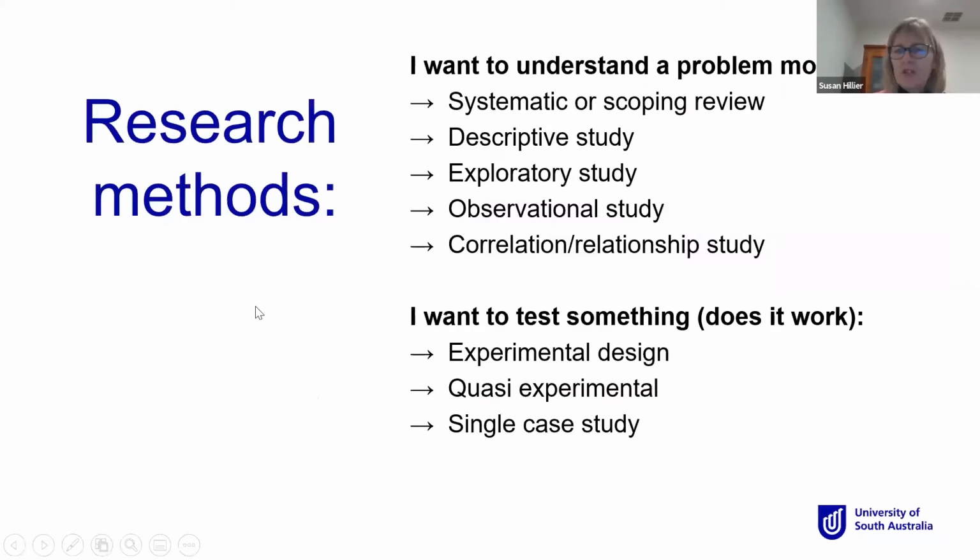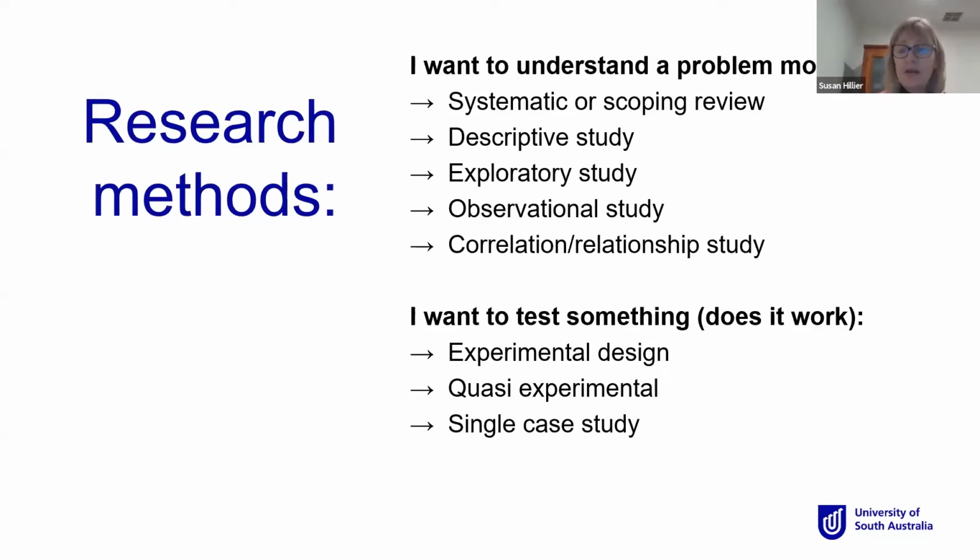So from a methodological point of view, particularly in the empirical, now we're going back to the empirical paradigm, we want to understand a problem more, and the types of methodologies that we can employ with this kind of questioning are, for example, a systematic or scoping review, which is a form of secondary research that looks at the evidence in its entirety, most often from an international perspective, and we aggregate the different studies that can answer our research question.